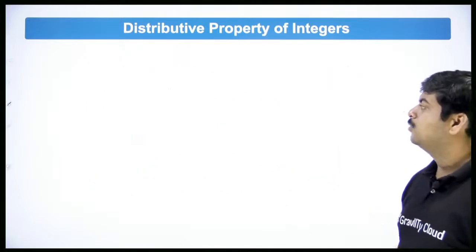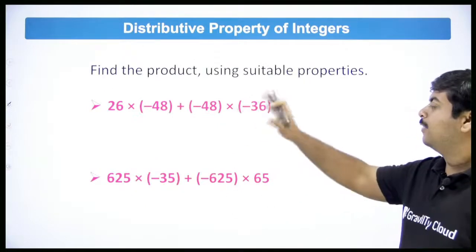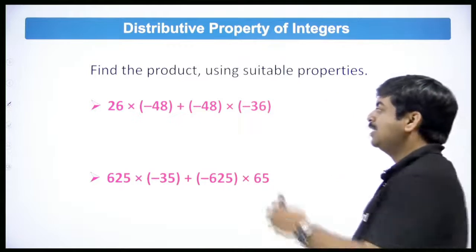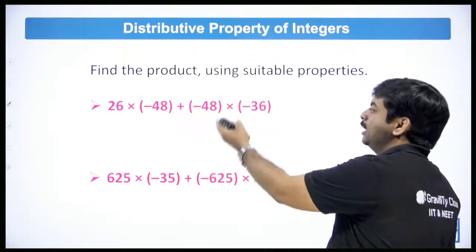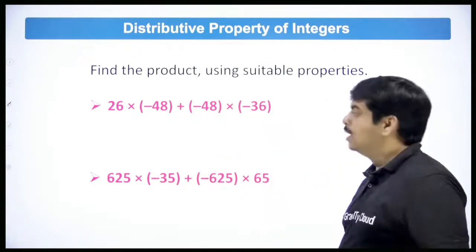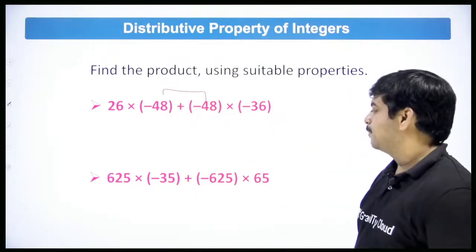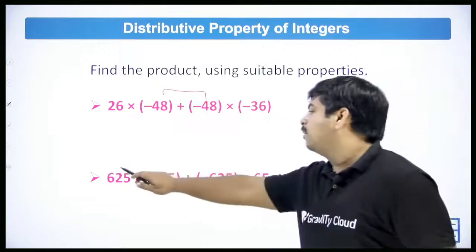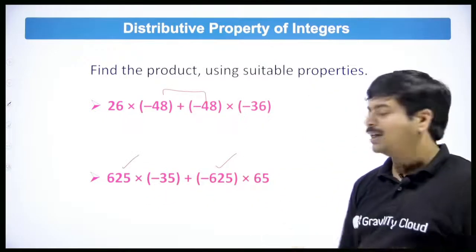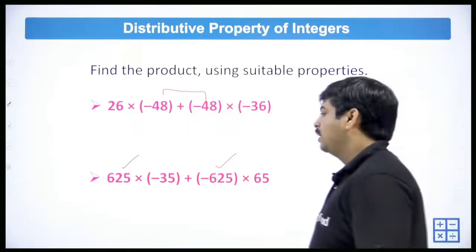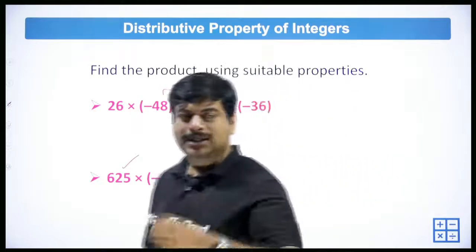You have one more question. You can try to do that. Find the product using suitable properties: 26 into minus 48 and minus 48 into minus 36. You can see here minus 48 is common in both the cases. So you can try to apply from there. Here also 625 is common with a negative and positive. So please take care of that. From there you can try to find the answer. Please try to do this.